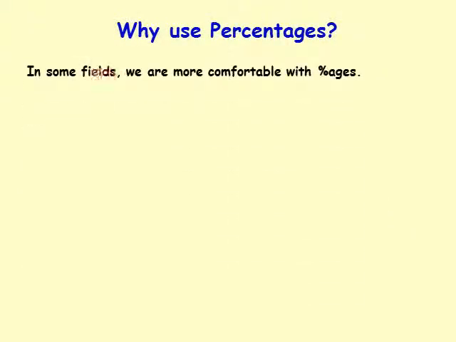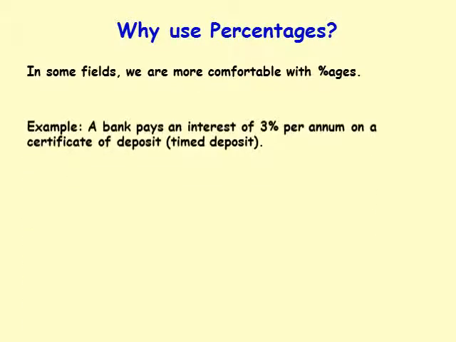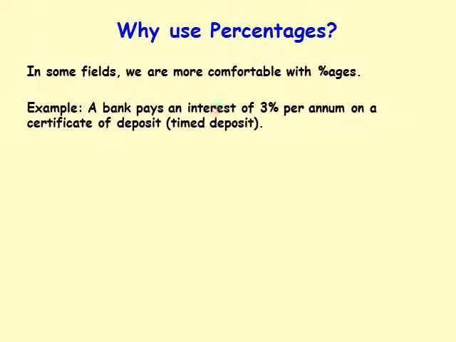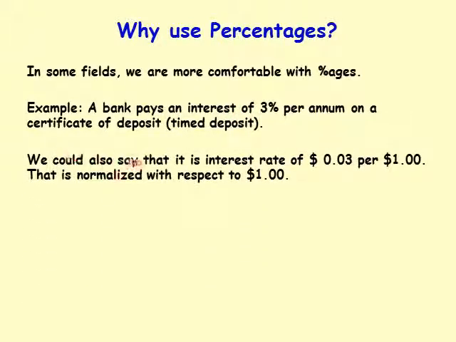Why do we use percentages? In some fields, we are more comfortable with percentages. Let's give an example. A bank pays an interest of 3% per annum on a certificate of deposit. That's a time deposit: money given to a bank which matures in a given time. We could also say that it's an interest rate of 3 cents per $1. For every dollar, the interest rate is 3 cents, 0.03, and that is now normalized with respect to 1. It's per $1, and when we do a percentage, we say per 100.